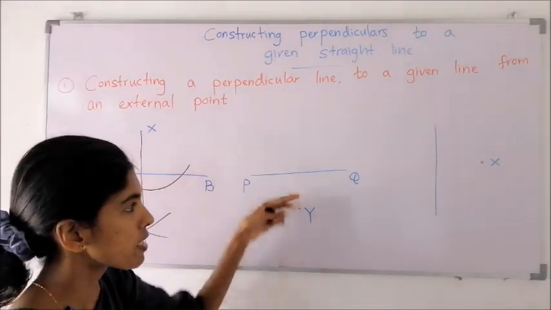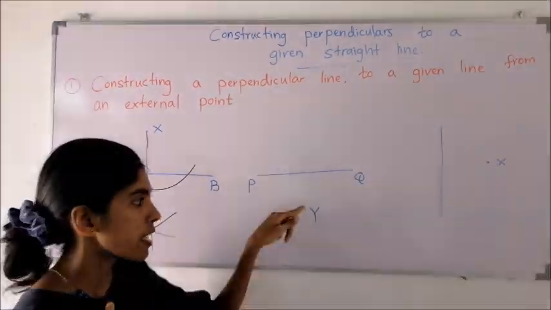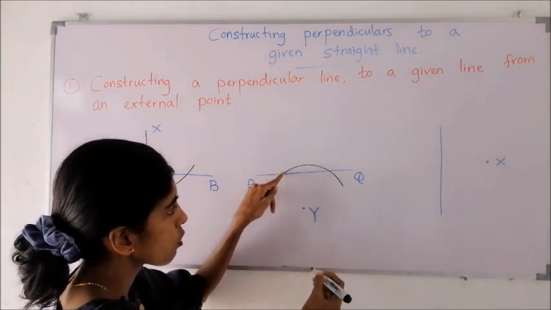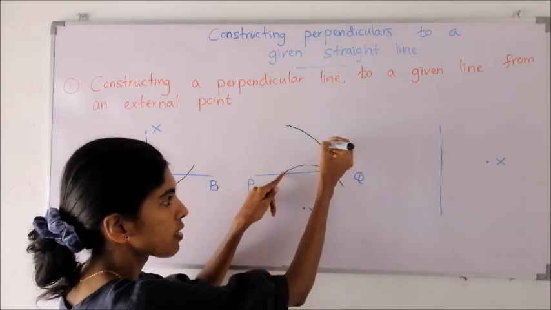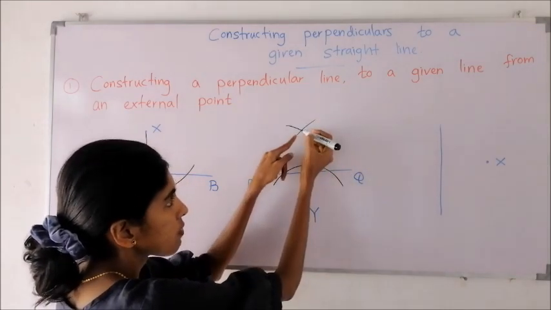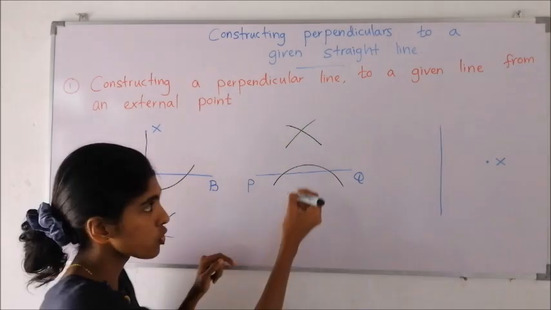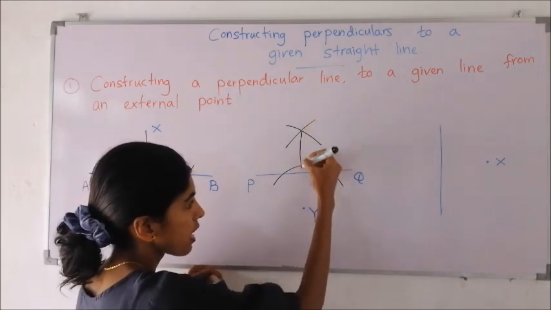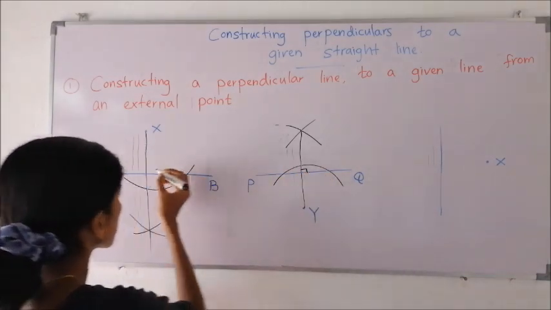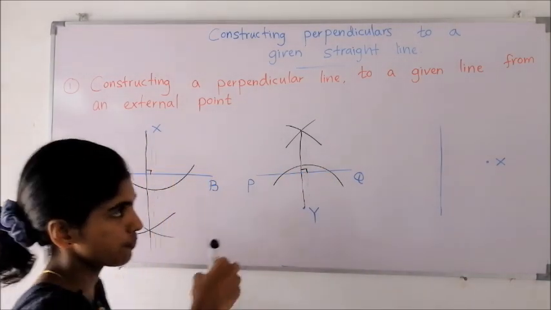The external point is below the straight line. Keep the middle point here, draw an arc. After that, go to this point, draw another arc up. Go to this second point, draw another arc. Now, we can see another intersection point here. That point and the external point should be joined. Then we can see the perpendicular line.